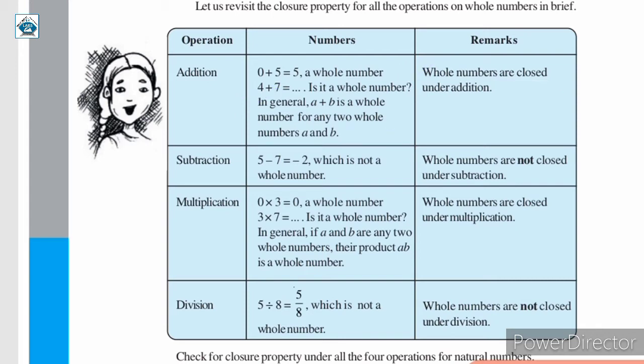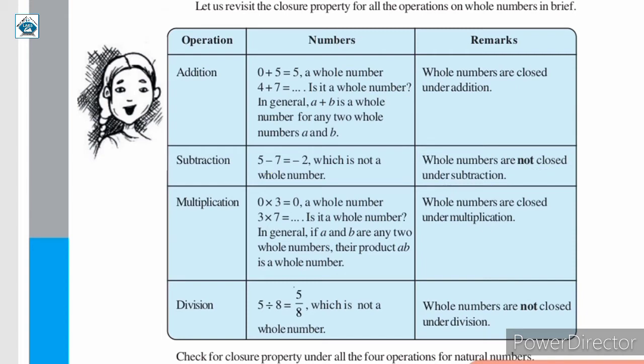Let us consider the next operation, subtraction. Here 5 minus 7 is equal to minus 2, which is not a whole number. Minus 2 is a negative integer. So we can say that whole numbers are not closed under subtraction, because if we subtract any two whole numbers, the answer need not be a whole number. That is why they are not closed under subtraction.